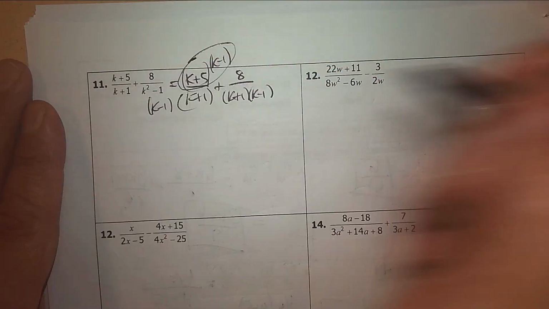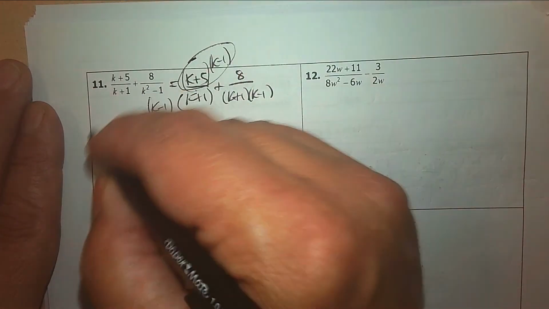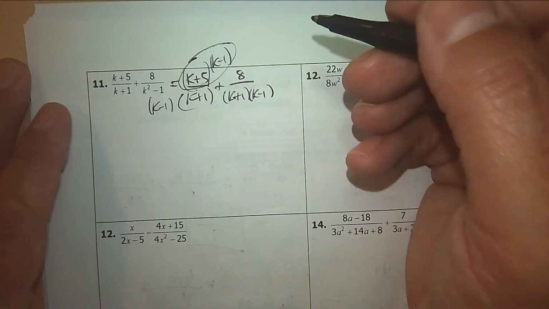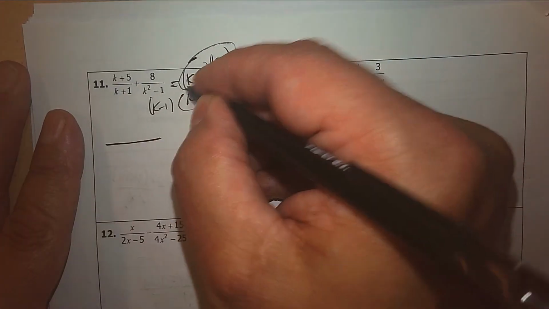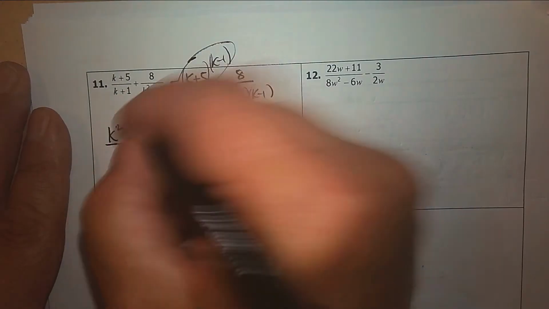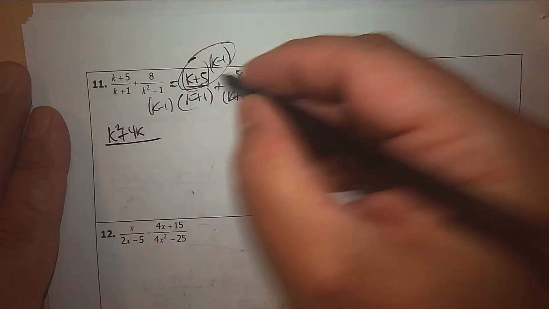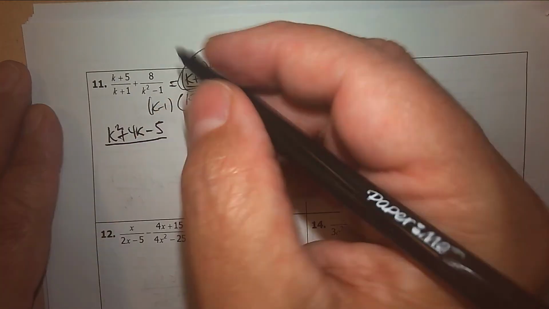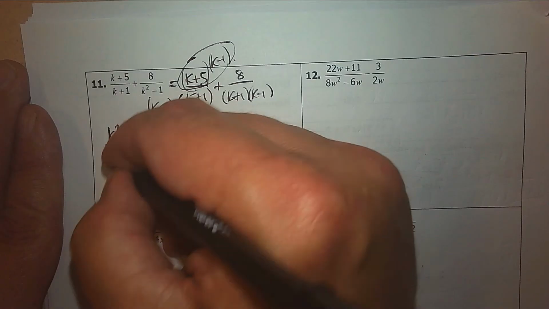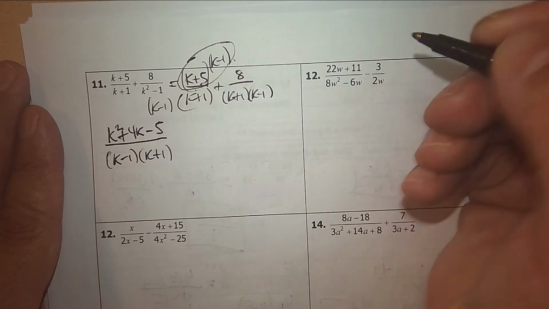We can, but got to be careful. A binomial times a binomial. You can draw a box, first, outer, inner, last, or make it simple. It's two simple linears. So k times k is k squared. 5 take away 1 is 4k. And 5 times negative 1 is negative 5. And again, we have a common denominator of k subtract 1 and k plus 1.